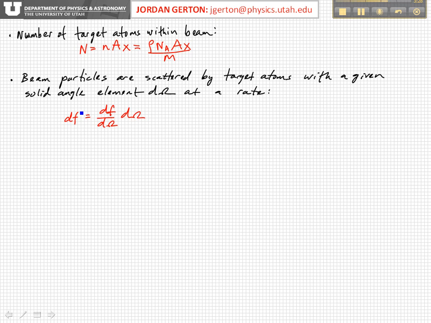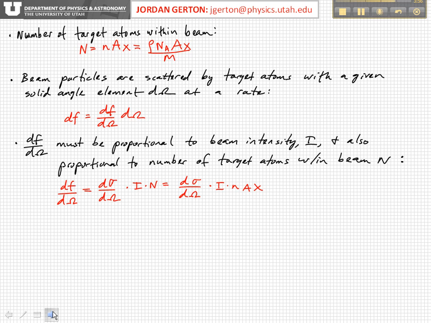We've just decided to call this f, and so if we multiply the differential of this function f with respect to the solid angle by that differential solid angle, then we get what we're looking for: the rate at which particles are scattered into a particular solid angle.